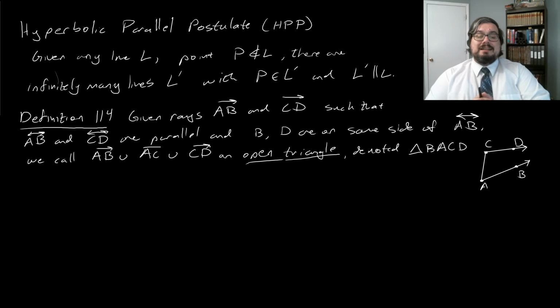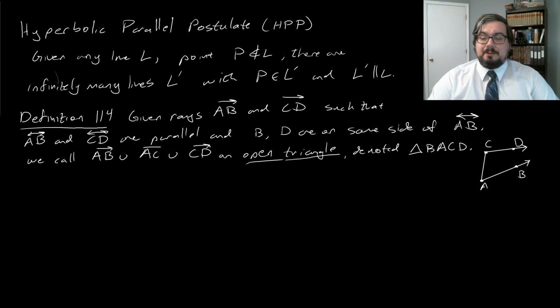Now the point behind an open triangle is that it's not a triangle. The rays CD and AB do not intersect. We've assumed that the lines AB and CD are parallel to one another, so we do not have a triangle here. They don't intersect, but it turns out that they are going to behave in some ways like triangles. We can use some of the same theory behind them.